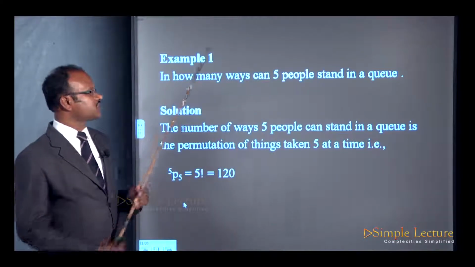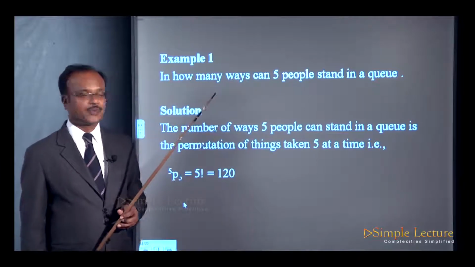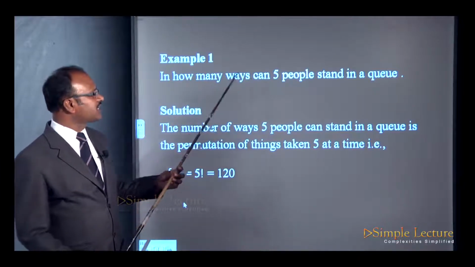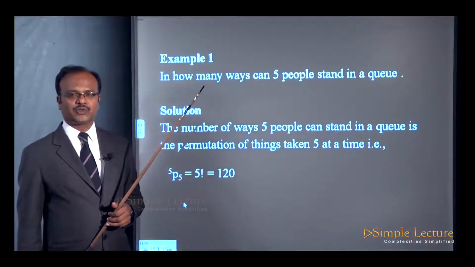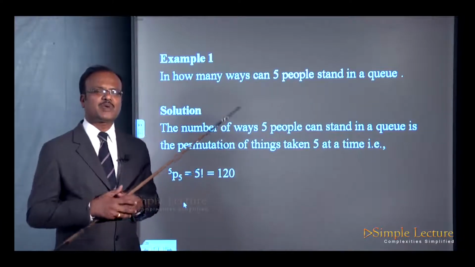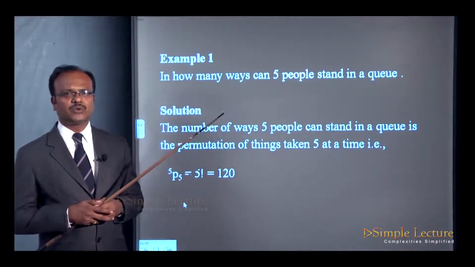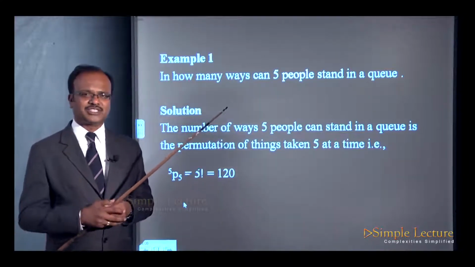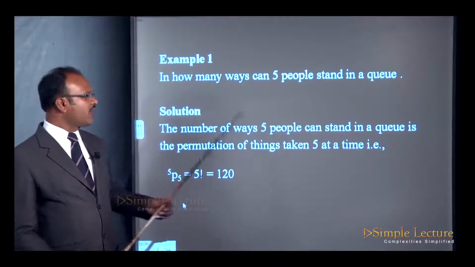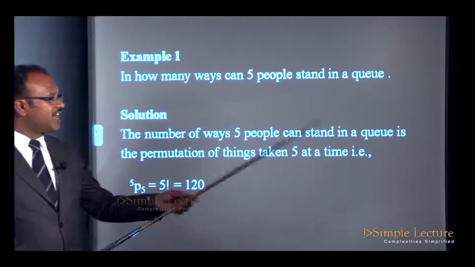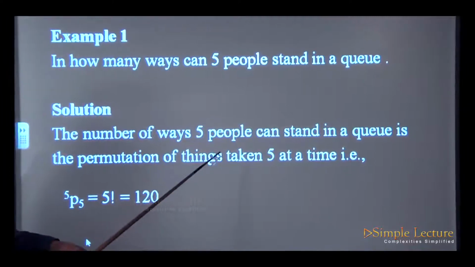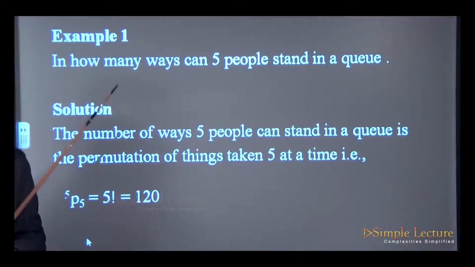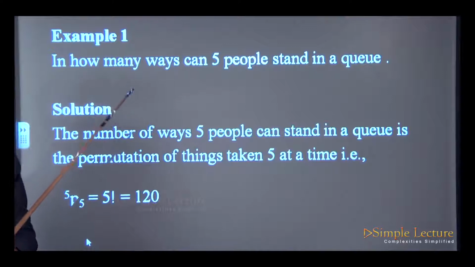Now, let us take one example. In how many ways can 5 people stand in a queue? It's a very simple example. The number of ways 5 people can stand in a queue is nothing but the permutation of the things taken 5 at a time. There are 5 things, and you take 5 at a time.